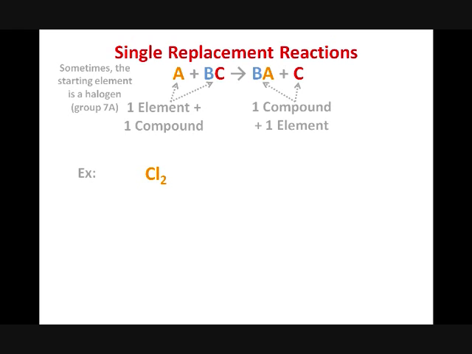Pure elemental chlorine gas. Okay, this is highly toxic stuff, and it was even used as a chemical weapon during World War I in Europe. When this element, chlorine, reacts with iron 2 bromide, the reaction forms pure elemental liquid bromine. Yes, bromine is a liquid at room temperature, not a gas, and iron 2 chloride.